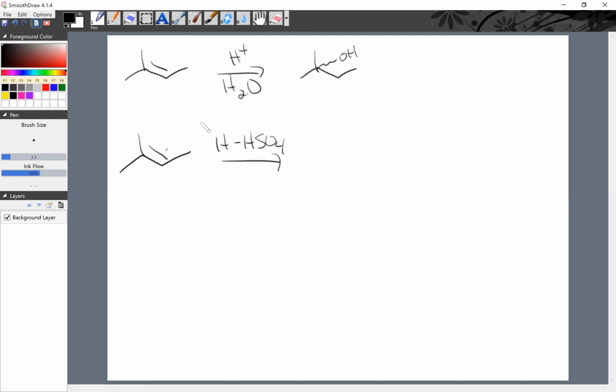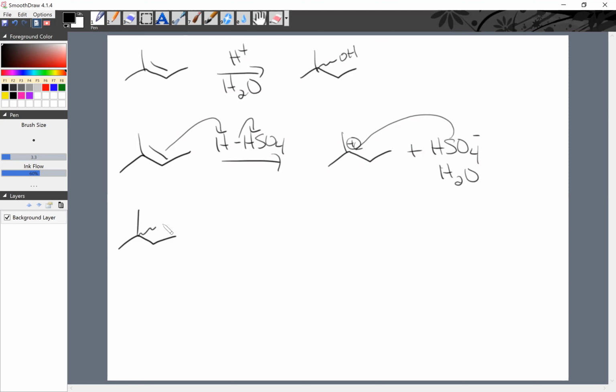All right, so the mechanism for this one is the exact same. You make the carbocation. The difference is, do you see that the conjugate base is competing with the water? So this could actually attach, and it's the oxygen that attaches to it. And you could make, okay, so I'm trying to show that it actually attaches to the oxygen.